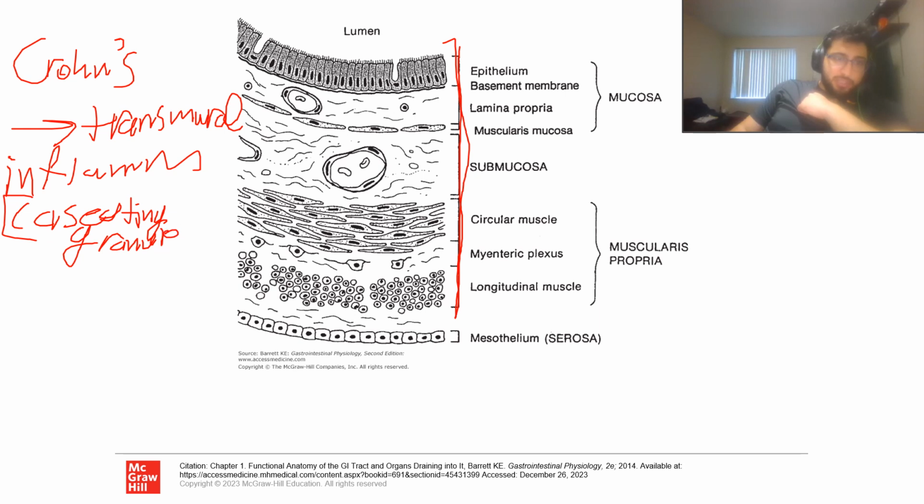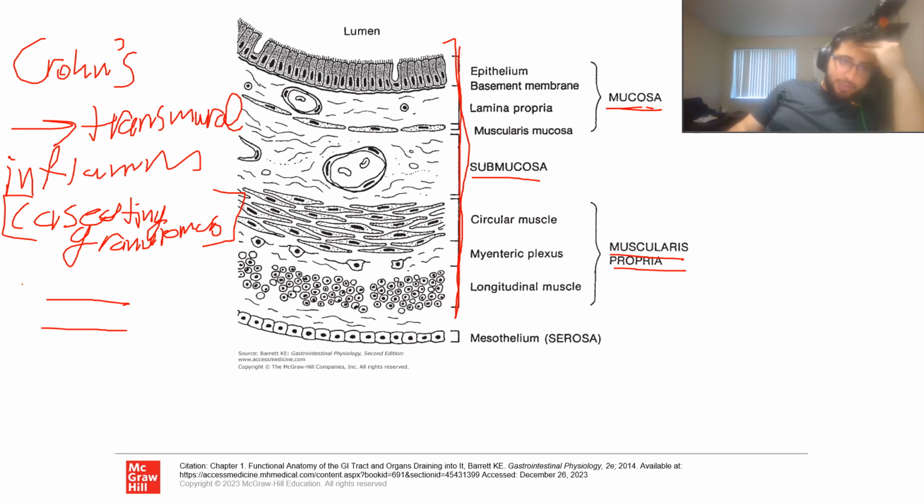And because it's transmural, it affects all three layers. It's going to affect your mucosa, your submucosa, and your muscularis propria. So you can get perforation, abscess, fistula, because what happens is, let's say this is the GI tube, and you have your three layers. In Crohn's disease, all the layers are affected, so you can get leakage of GI contents here.